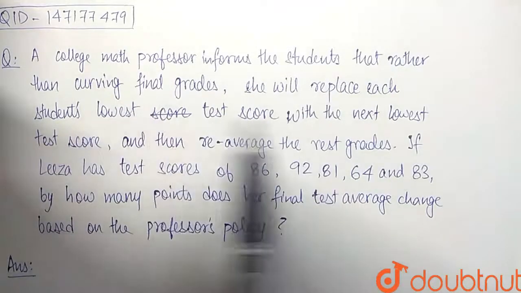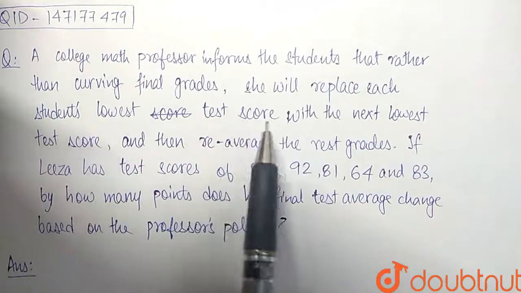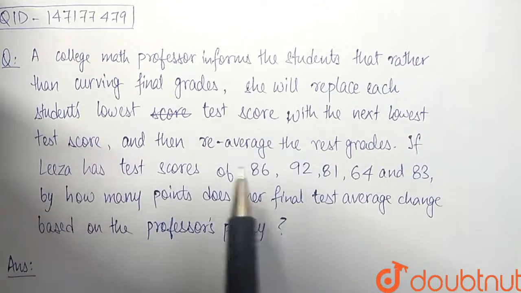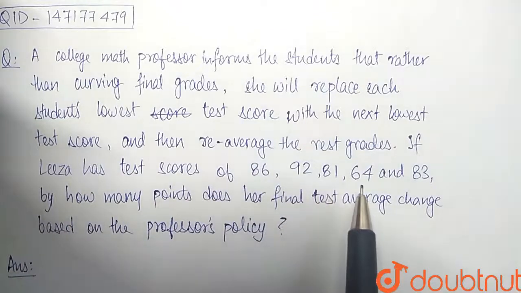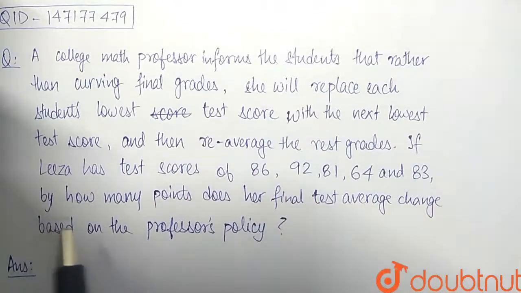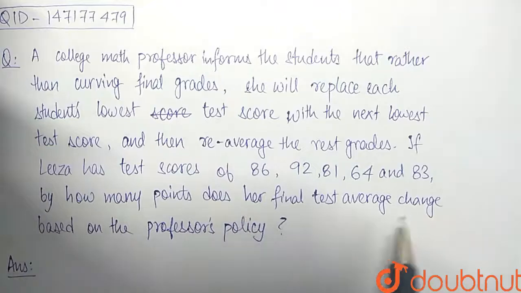The question here is, a college math professor informs the students that rather than curving final grades, she will replace each student's lowest test score with the next lowest test score and then re-average the rest grades. If Leeza has test scores of 86, 92, 81, 64 and 83, by how many points does a final test average change based on the professor's policy?